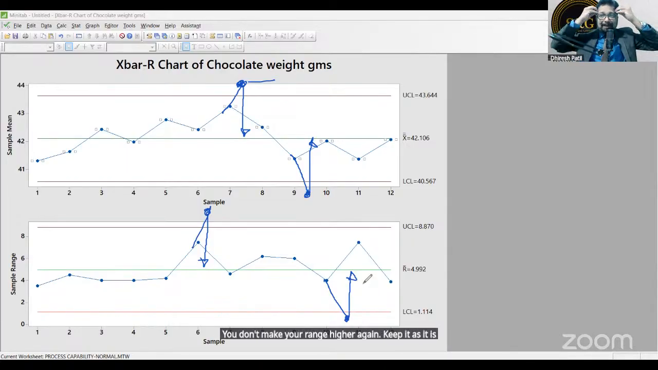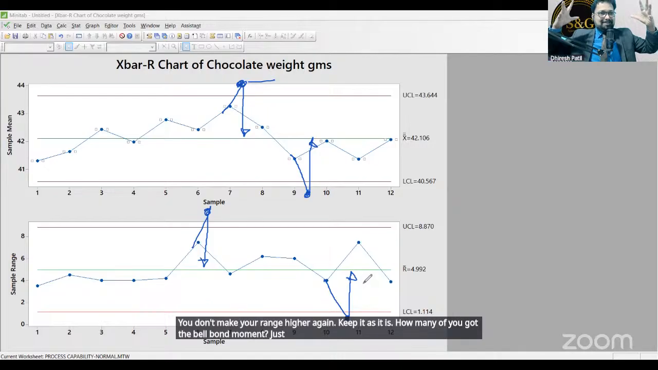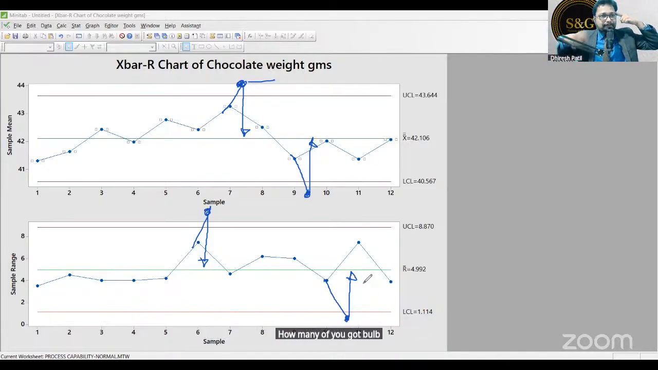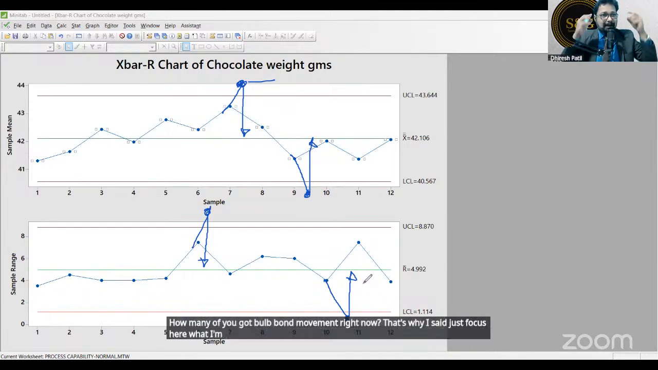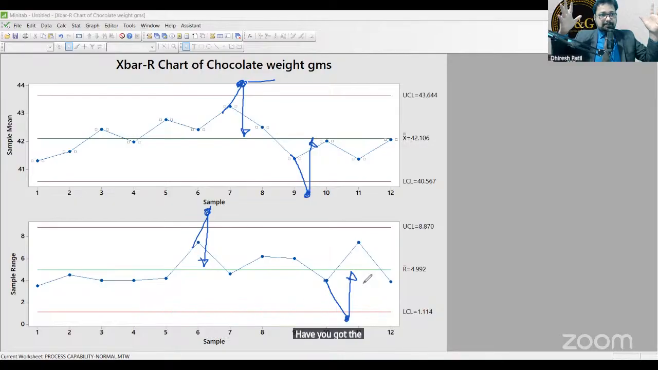How many of you got the bulb on moment? Just type BO in the chat box. How many of you got the bulb on moment right now? That's why I said just focus here on what I'm saying right now. Have you got the bulb on moment?